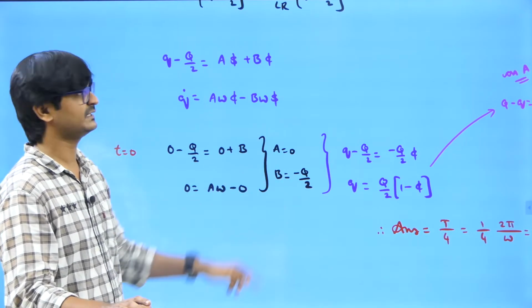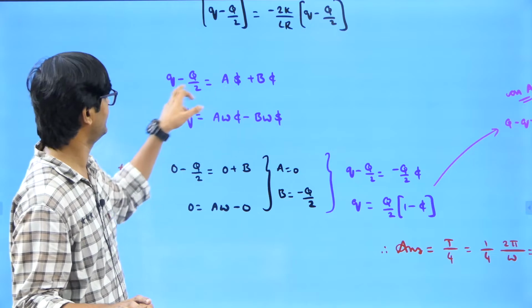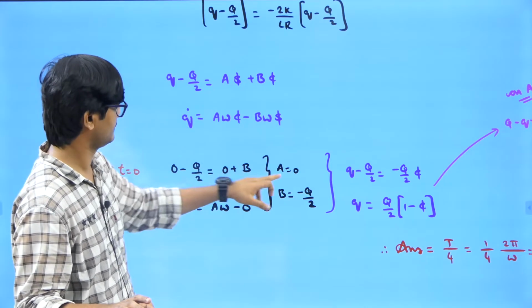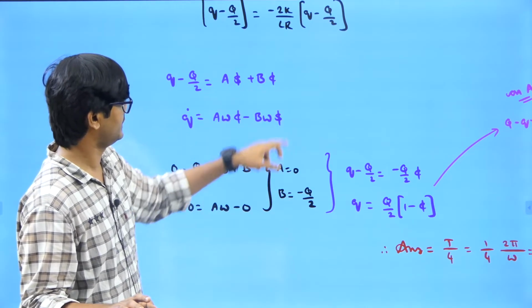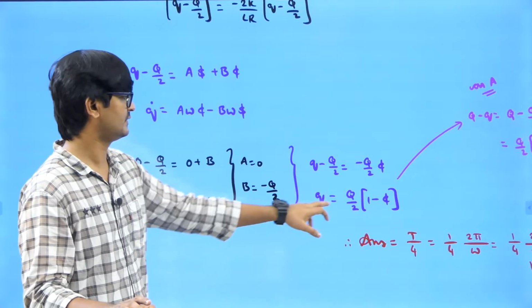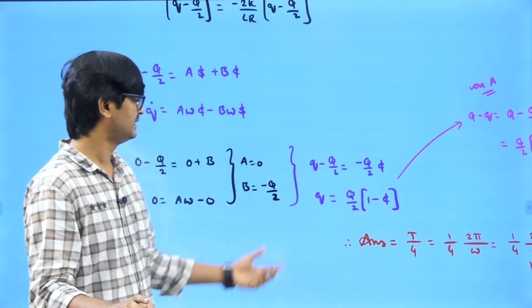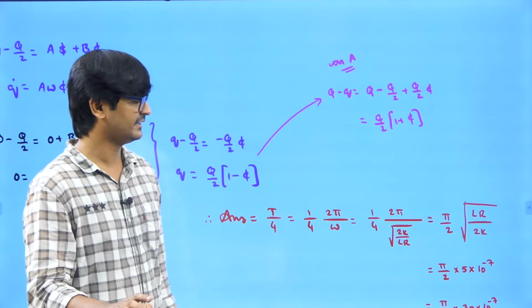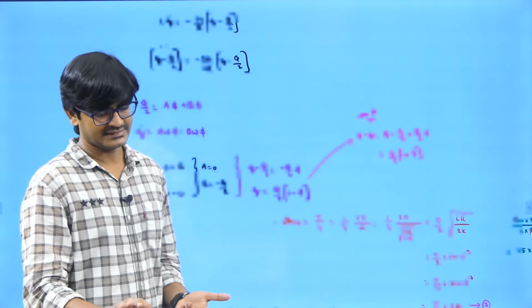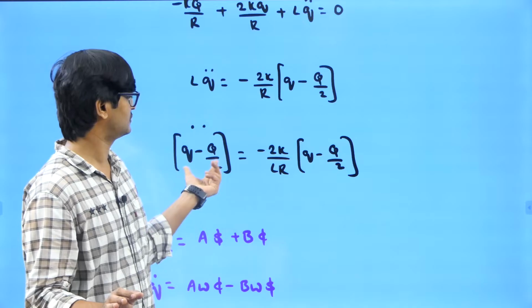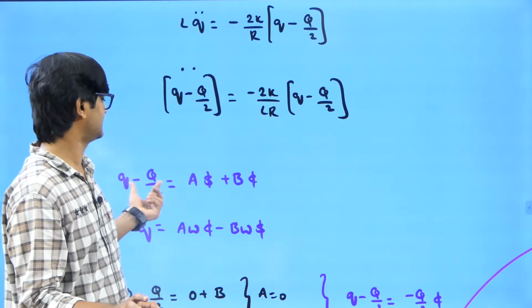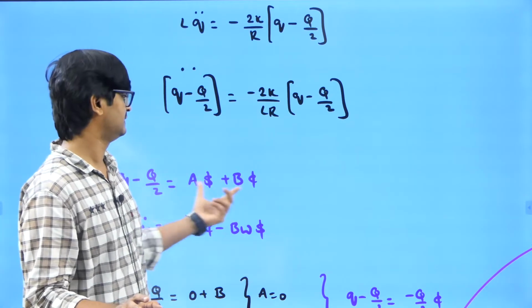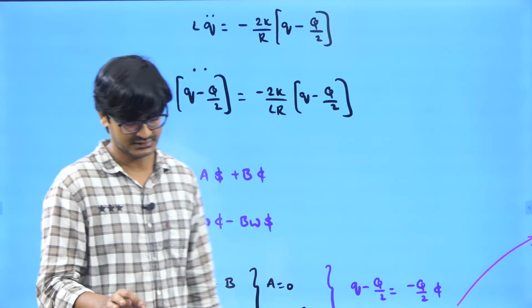If a is 0 and b is minus Q by 2, and I substitute it back, I will be getting q minus Q by 2 equal to 0 minus Q by 2 cos omega t. So q equals Q by 2 into (1 minus cos omega t). Now if you know this one, you can get the charge on the other sphere also, and the remaining you can get easily. So when I see SHM form, I try to get it into this form so that I can use this as the generalized solution for my SHM. This is much easier for me compared to the other approach.